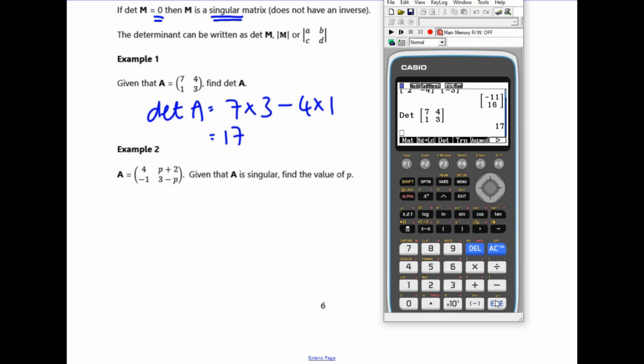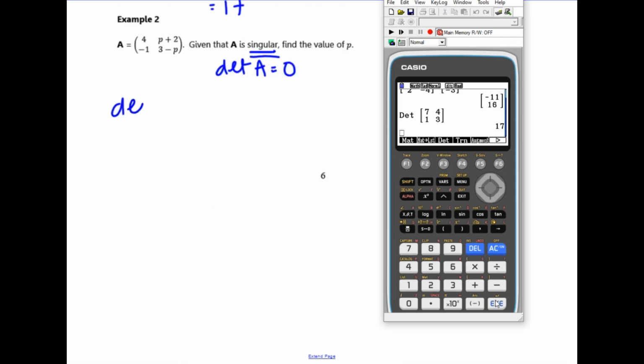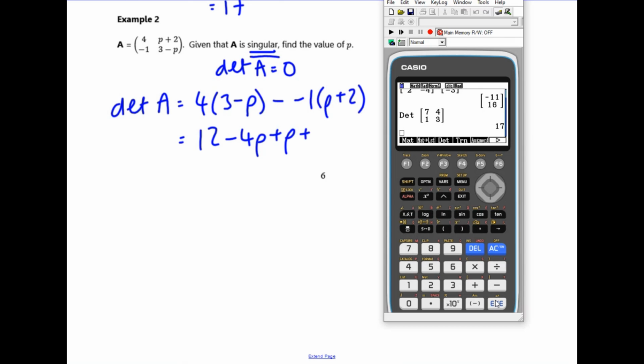Next, we've got matrix A, which is in terms of p. It tells us that A is singular. Remember, A being singular means the determinant is 0, and so wants us to calculate the value of p. Well, if we work out the determinant of A, so that's 4 times 3 minus p minus -1 times p plus 2. So that's 12 minus 4p plus p plus 2, because minus next to plus. That gives us 14 minus 3p. We know this is equal to 0. Rearranging this for p gives you p is 14 over 3.